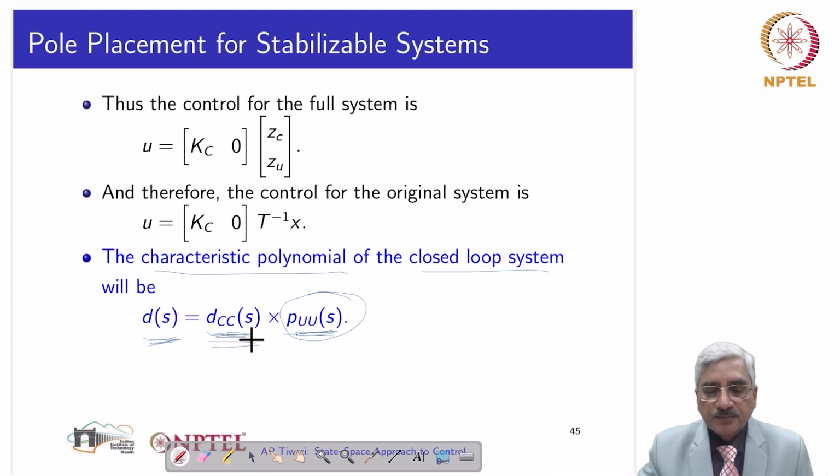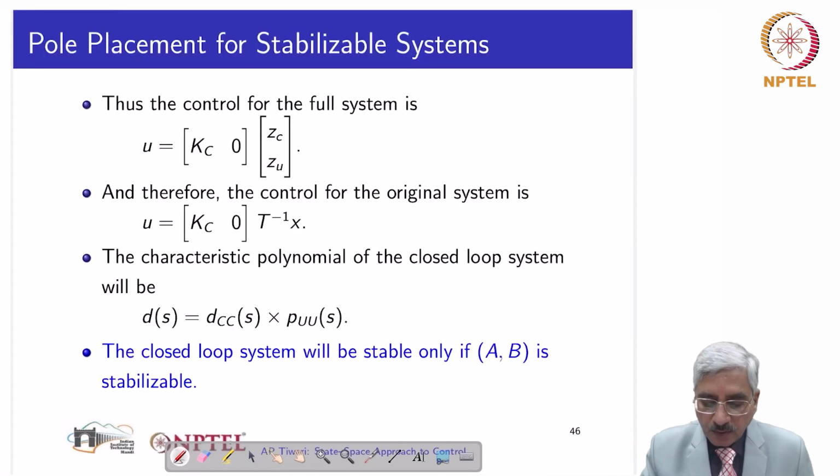And of course, the closed loop system design will be stable only if (A, B) is stabilizable, meaning that only if the roots of this polynomial, the uncontrollable polynomial, are already in the left half S-plane, then only the closed loop system designed through this desired characteristic polynomial of the controllable subsystem will be stable. Only then the closed loop system will be stable.